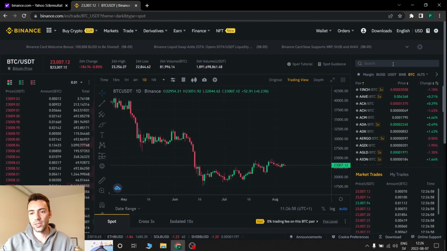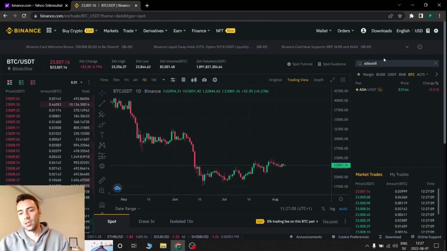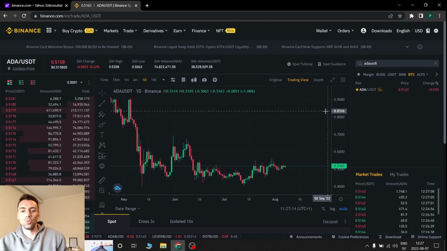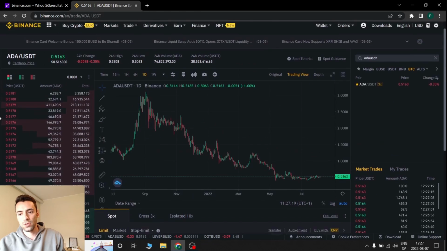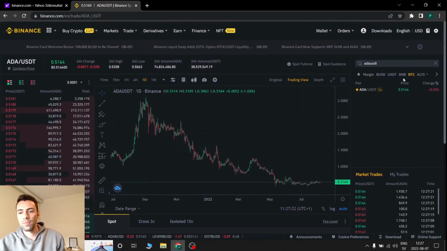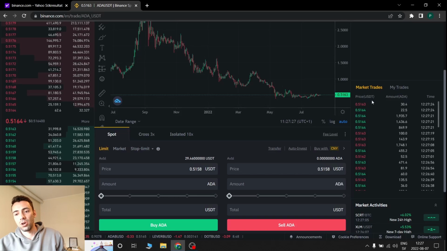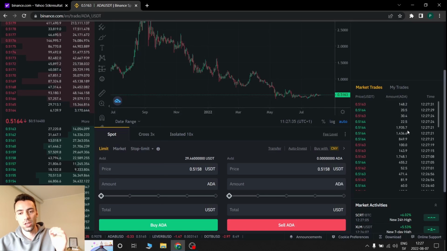Here you can search for the currency that you want to trade. For example, I want to trade on Cardano, so I type ADA, the pair of USDT, and we have it here, ADA USDT. If I click on it, it will show me the chart of the Cardano and also the order books of that and other stuff. And here these are the market trades. These are the trades that transfer from here to here when they are already done.